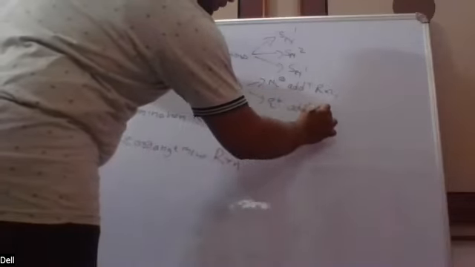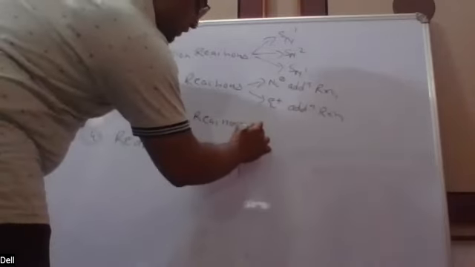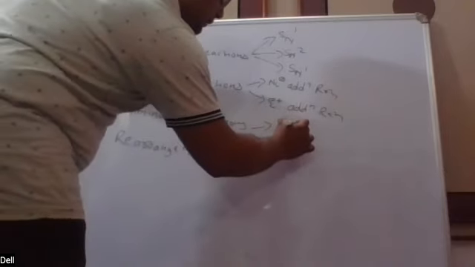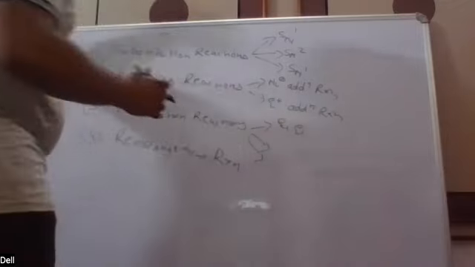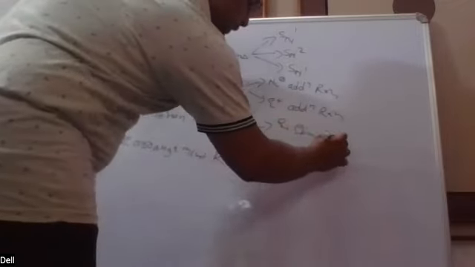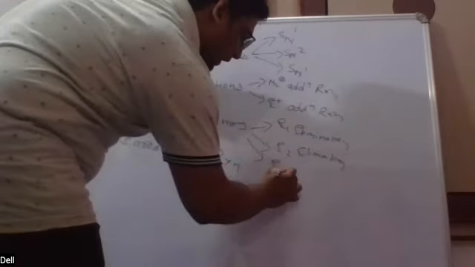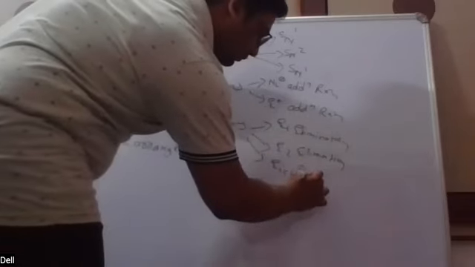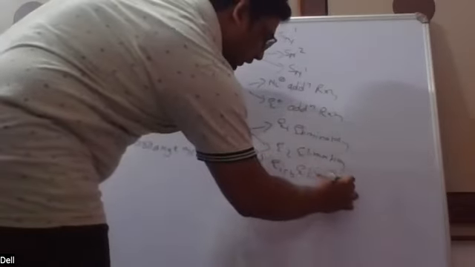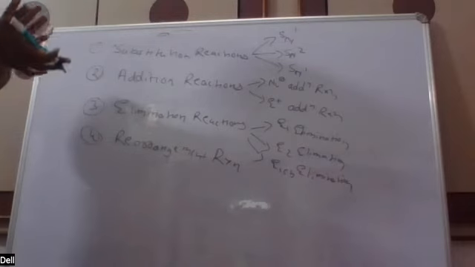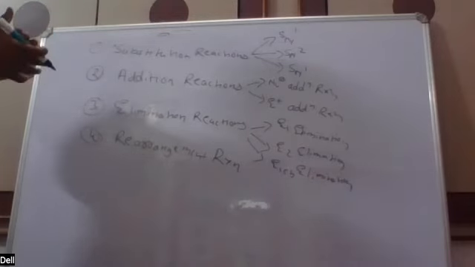And the elimination reactions are also of three types. One is E1 elimination, which is elimination reaction of first order. Second one is E2 elimination, elimination reaction of second order. And E1cB, elimination reaction by conjugate base mechanism. And the rearrangement reactions are of many different types, so they are not classified as such. So we will start with the nucleophilic substitution reaction.